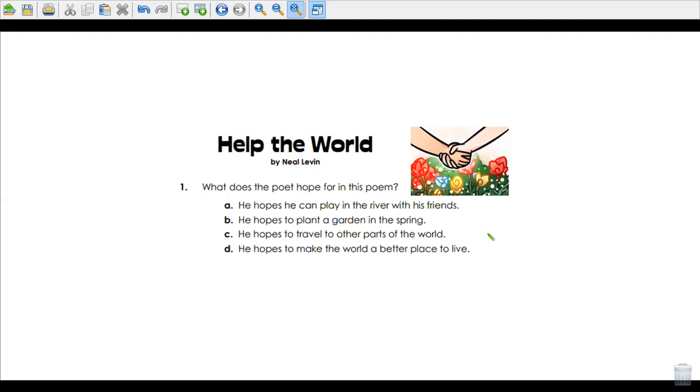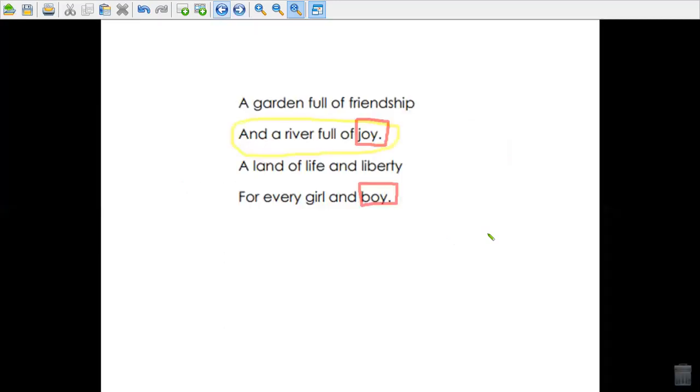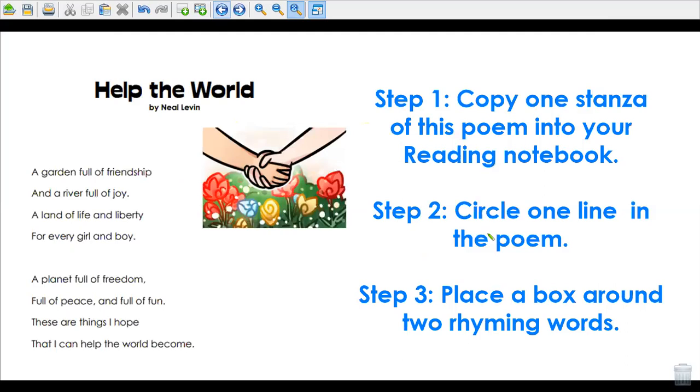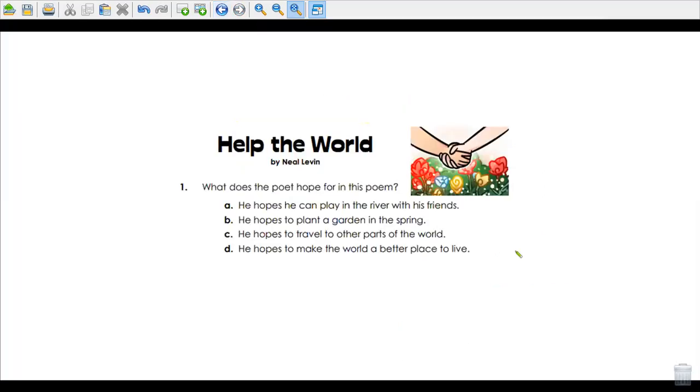And if you need to look back at your poem or your stanza that you wrote, see if any of that evidence can help you. And I'm going to flip back also. Now that I've looked back at my poem, what do I think the answer could be? You can write it in your notebook if you would like. A, B, C, or D. If you said that we could slash A, then you were correct. He hopes he can play in the river with his friends was definitely not in our poem, was it? If you said to slash B, he hopes to plant a garden in the spring, then you're right. Good job, guys. You rock.